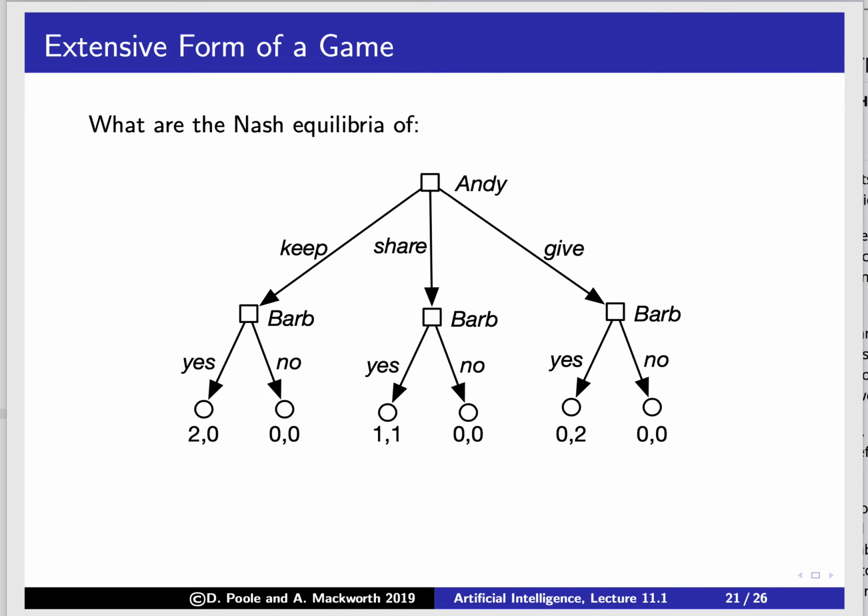All right. So let's now look at some examples of Nash equilibria. Think about what the Nash equilibria of this game are. Andy gets to either keep, share, or give. Hint: there's more than one Nash equilibrium here. Maybe we'll pause here and then we'll come back next time. So think about what the Nash equilibria for this game are.